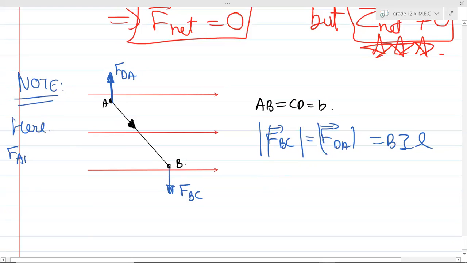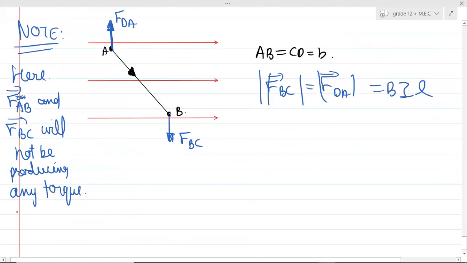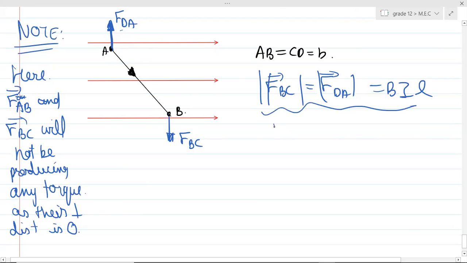F_AB and F_CD will not be producing any torque because they are acting in the opposite direction, but their perpendicular distances. But F_DA and F_BC will be producing a torque.